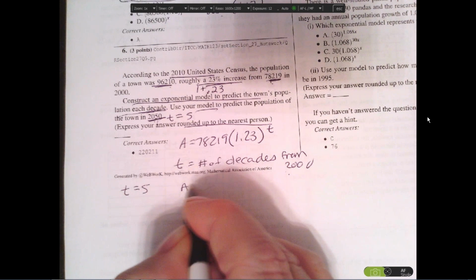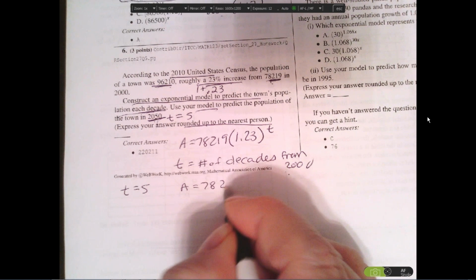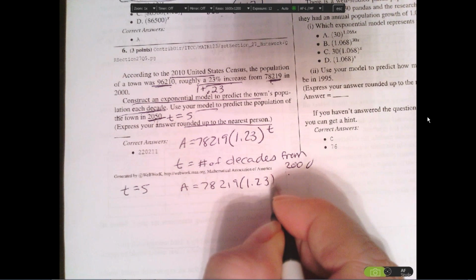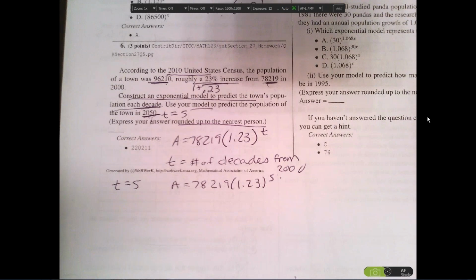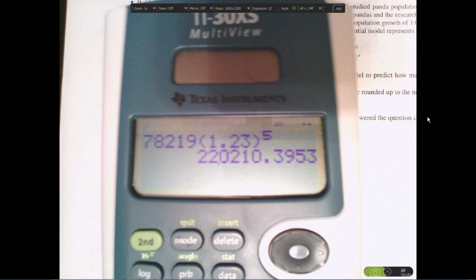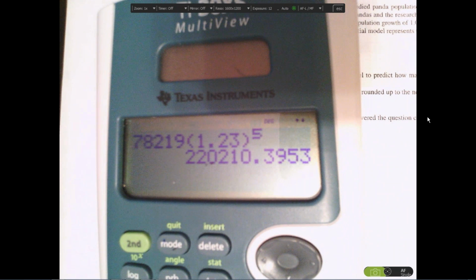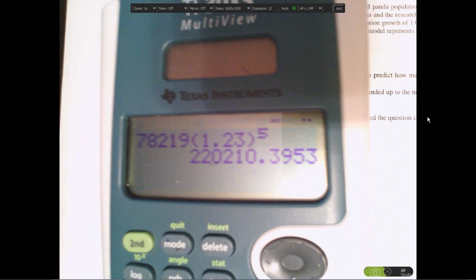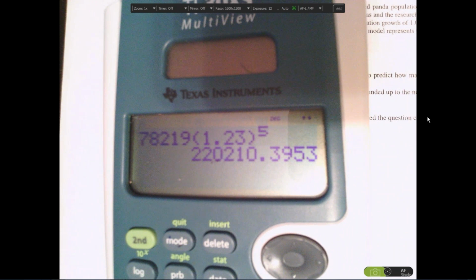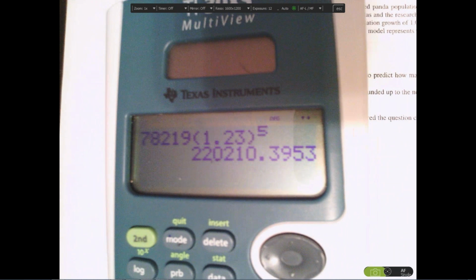So all we do is plug in a 5 for t, and then I think it said round up, not round to the nearest number, so we're not going to keep it at 10 even though it's a 3. When it says round up, we'd go to the next number, so it'd be 220,211.